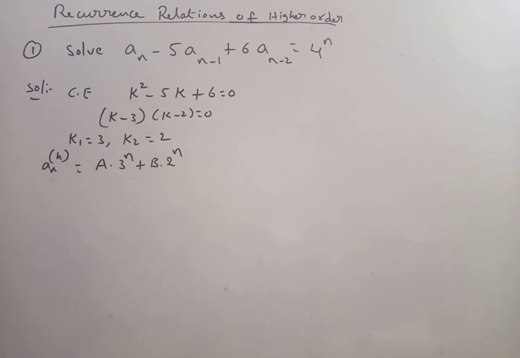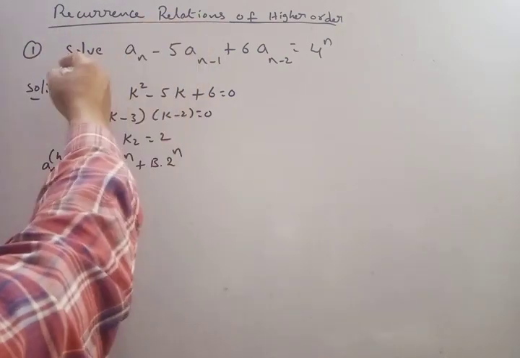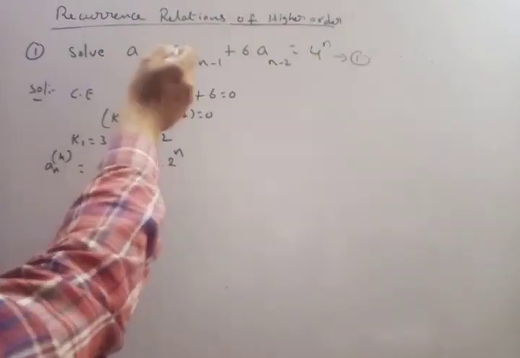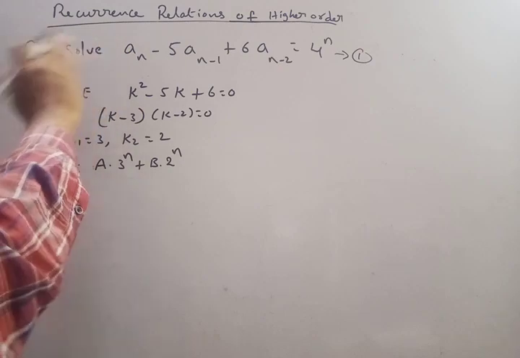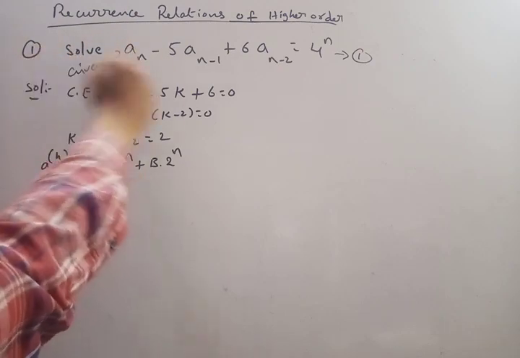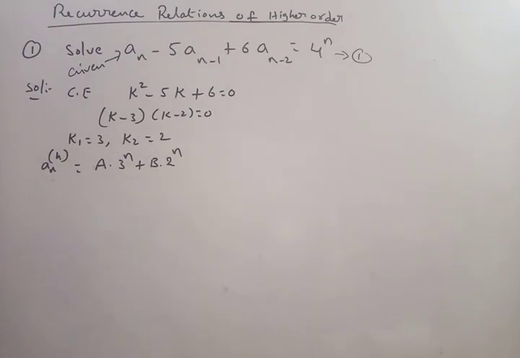Correct? Now what we have to find? We have to find a_n^(p). Understand? So the given equation, you write down and mark it as equation number 1. So if you want to take the given, mark it as equation number 1. Understand? Now we have to find a_n^(p).